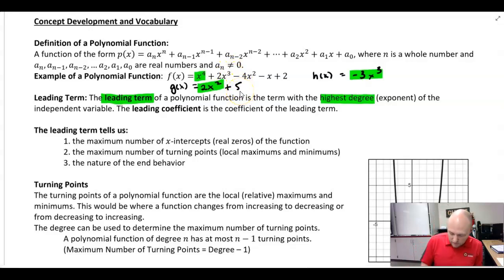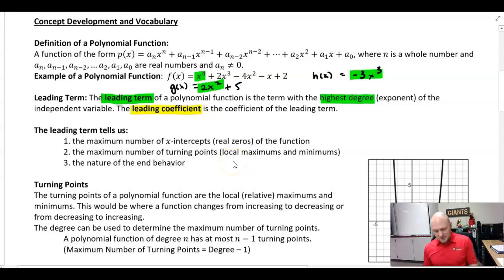Now the leading coefficient is just what it says it is. It is the coefficient of the leading term. So in our first example, f here, the leading coefficient is 1. For g, the leading coefficient is 2. And for h, the leading coefficient is negative 3.